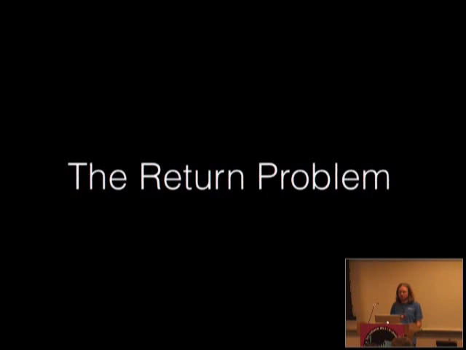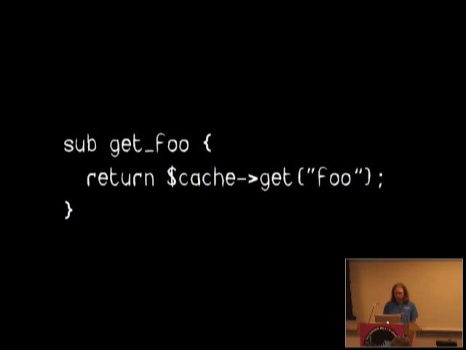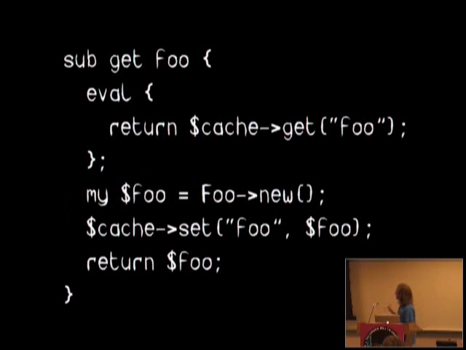What else? Oh, the return problem. Okay, imagine that I have a cache, and in it I'm storing foo. And I call get foo. Oh, perfectly fine. But say I suddenly decide I want to populate the cache if it's not in there. And my cache will throw an exception to indicate I don't have foo. So I write this.